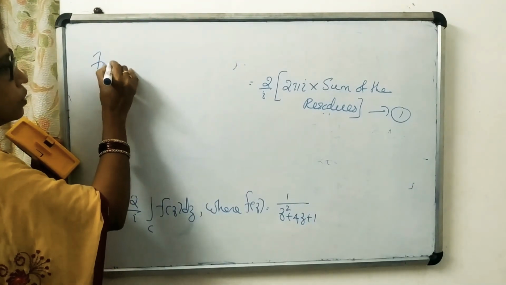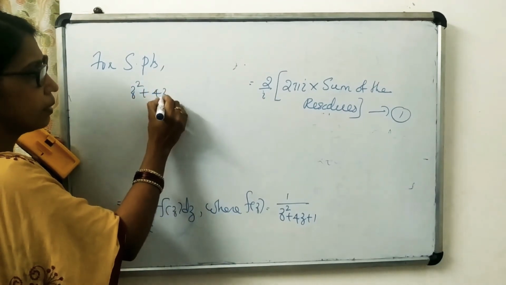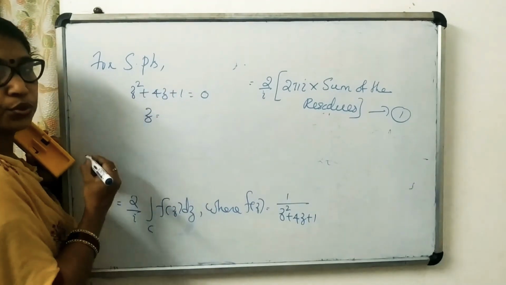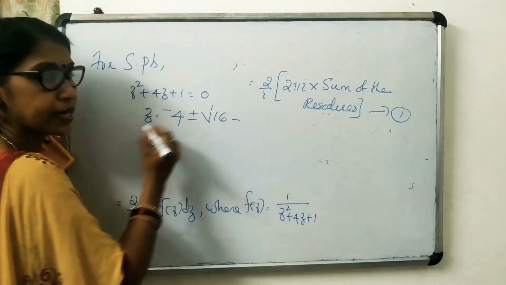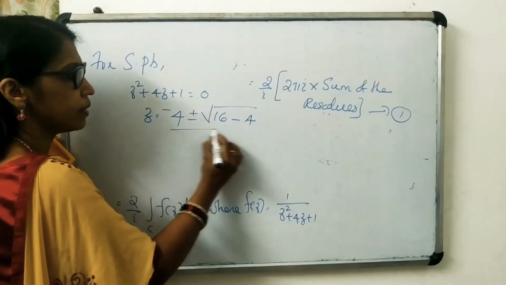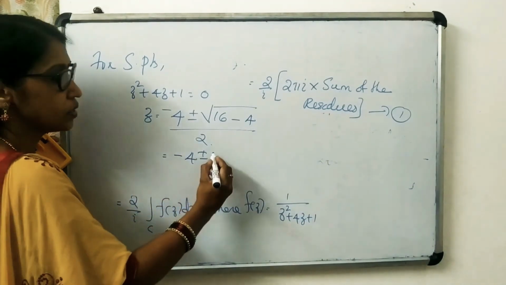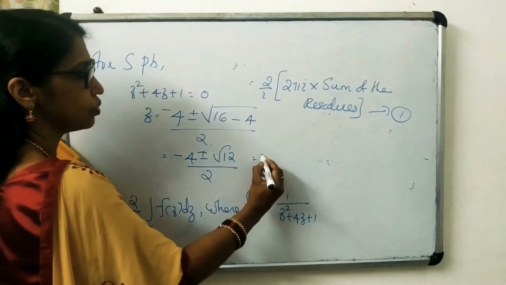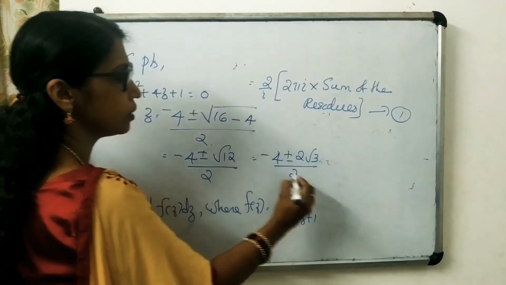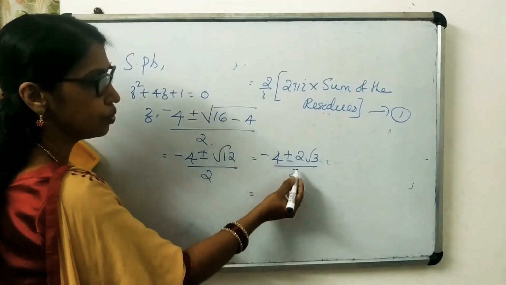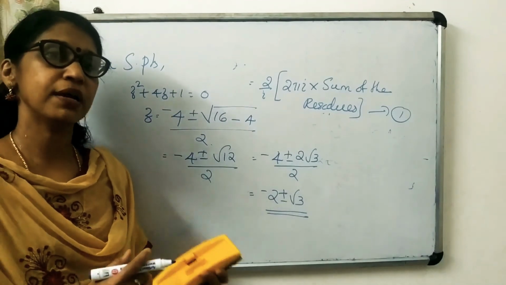Now for poles, for singular points, we have z square plus 4z plus 1 equal to 0. That is z equal to minus b, that is minus 4, plus or minus root of b square, 16, minus 4ac, 4 into 1 into 1, divided by 2a, that is 2. This is equal to minus 4 plus or minus the square root of 16 minus 4, which is square root of 12, divided by 2. And root 12 is 4 into 3, that is 2 root 3, divided by 2. Taking 2 as common, we get minus 2 plus or minus root 3. So these are the two poles: minus 2 plus root 3 and minus 2 minus root 3.